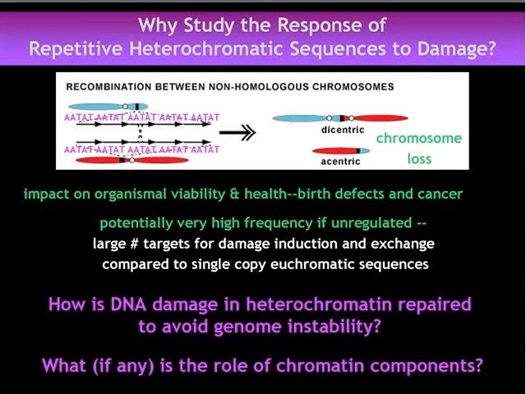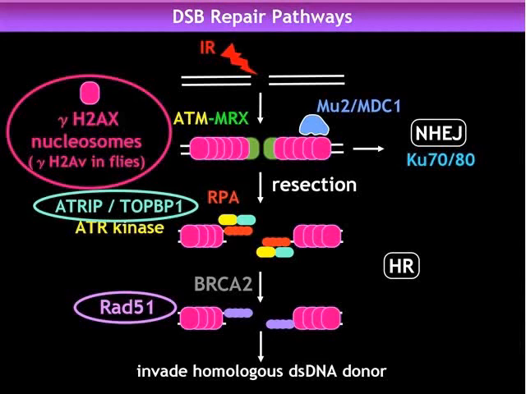And I'll tell you how live imaging has helped us with that. First, though, I have to give you a very brief introduction to double-strand break repair pathways. If you make a double-strand break by irradiation or recombinases or any other of many techniques, there are two main pathways, non-homologous end joining and homologous recombination, and we'll focus on homologous recombination because that's what we found to be relevant to repair of double-strand breaks in heterochromatin.